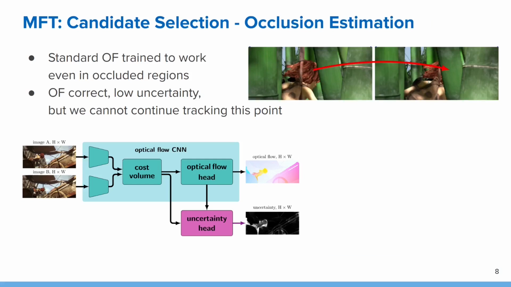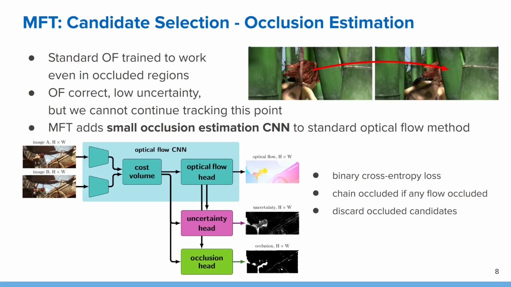Standard optical flow methods are trained to work even in occluded regions, which is possible thanks to the surrounding context. In the top right example, the estimated optical flow is correct and has low uncertainty. But MFT cannot continue tracking this point as it would drift from the target point on the head to the occluding bamboo. Because of this, we extend the optical flow network with another small CNN that is trained with binary cross entropy to estimate the occlusion map. In MFT, the candidate flow chains that contain any occluded flow vector are removed from the candidate pool.